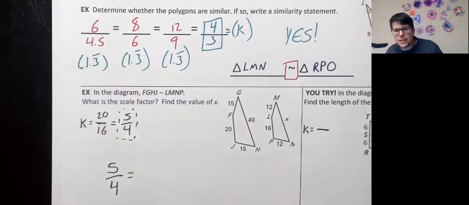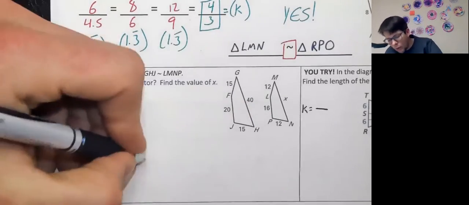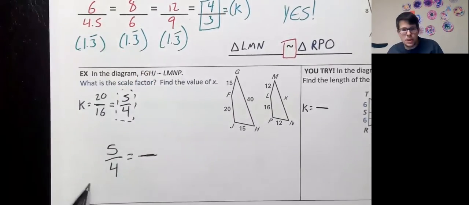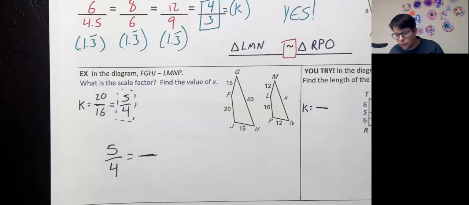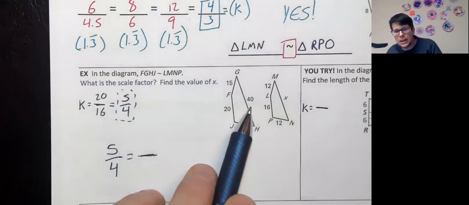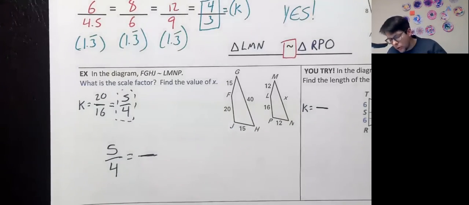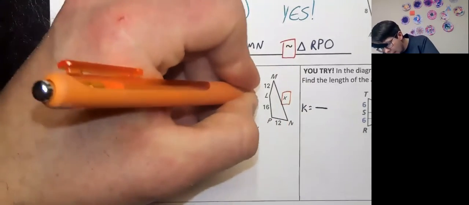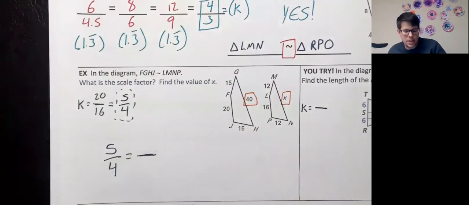To find our missing side length, which is X right there, we want to build a ratio that is going to be equivalent to our scale factor 5 over 4. And we want to see if we can utilize the X and its corresponding side. So the two sides that are going to correspond once again are that X and then this 40. These are the longest sides on each figure. And so I want to build a ratio using them.